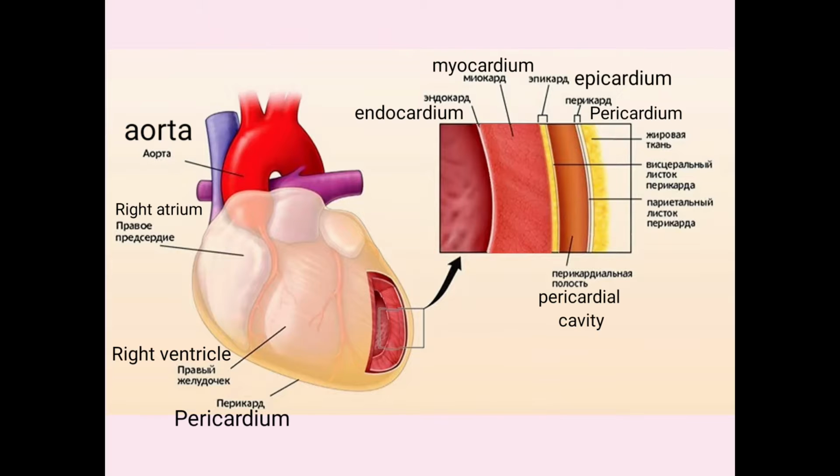The heart wall is made up of 3 layers: a thin inner layer, the endocardium, a thick muscle layer, the myocardium, and a thin outer layer, the epicardium, which is the visceral layer of the serous membrane of the heart, the pericardium.